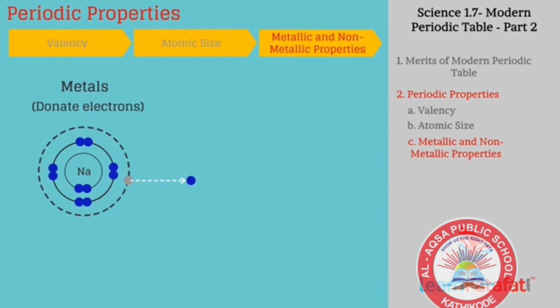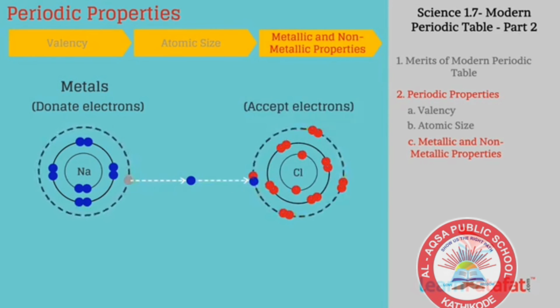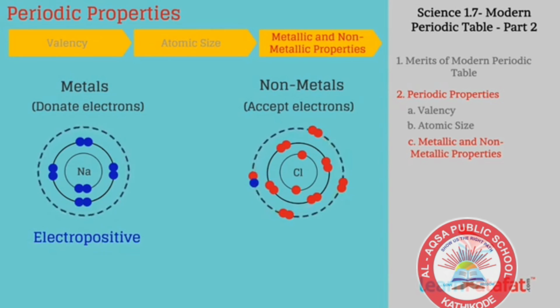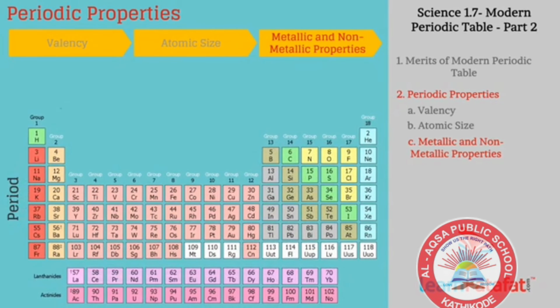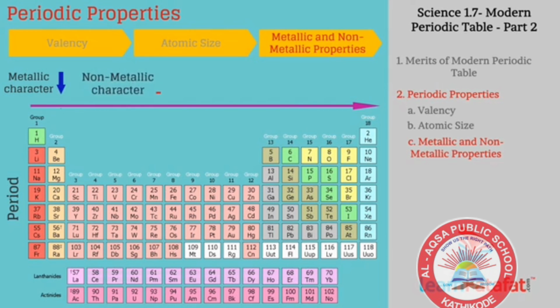We know that metals donate electrons and non-metals accept electrons. So we can say that metals are electropositive and non-metals are electronegative. When we are moving left to right, the metallic property decreases and non-metallic property increases.